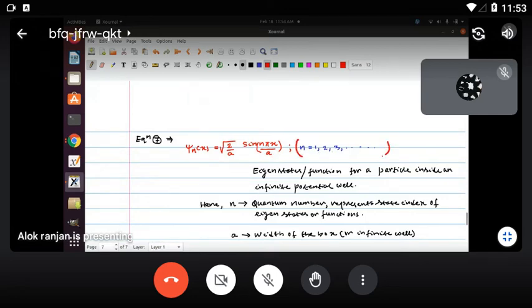You should write down the values of n, otherwise it will not be correct. And here, what is n? n represents the eigenstate index or quantum state index. And what is a? a is the length of the box, or we can say the width of the box or the width of the potential well. And what is x? x is the position of the particle inside the box.